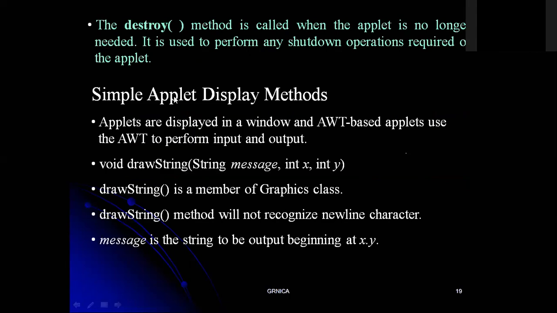And the drawString method: drawString is a member of the Graphics class. It accepts three parameters. One is a string message, which should be in double quotes, which is the string you are going to display, and then the x and y coordinates which you are giving.